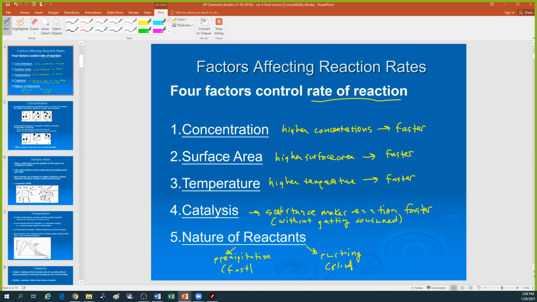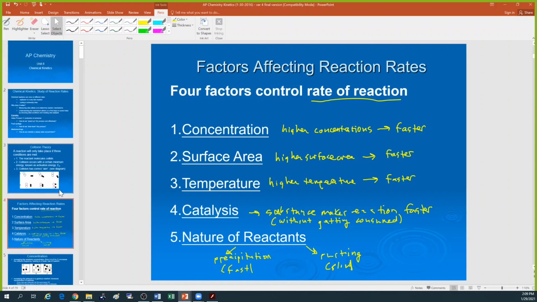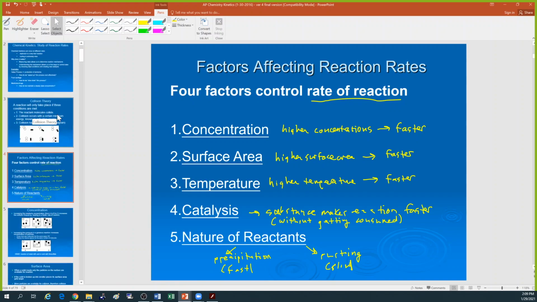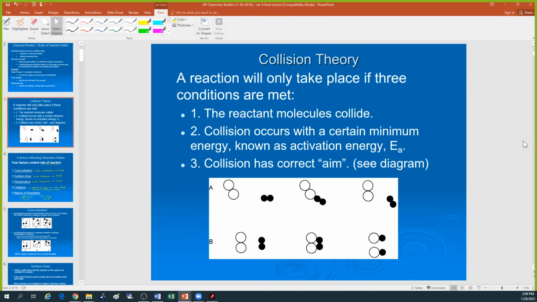So let's look at how we account for these differences. What's the underlying theory we're going to use to understand this? I'm going to go with the concept of collision theory. This is a pretty simple model that will help us visualize and understand everything we just said. So here's the essence of what controls the rates of reactions. Number one, three things have to happen for the reaction to happen at all. First, the reactant molecules must collide. If they don't collide, they can't react.